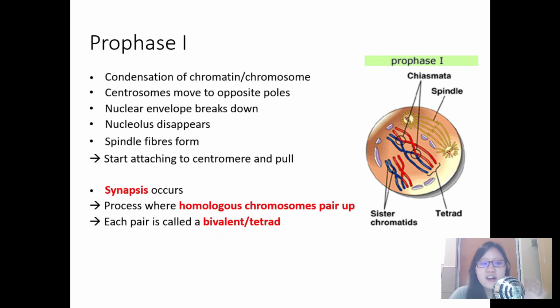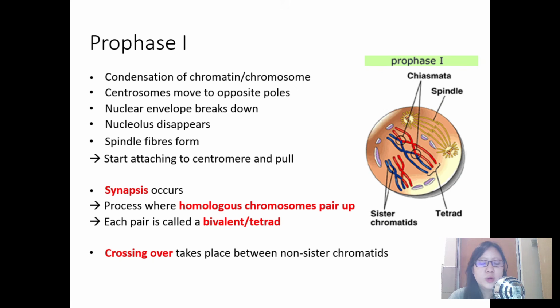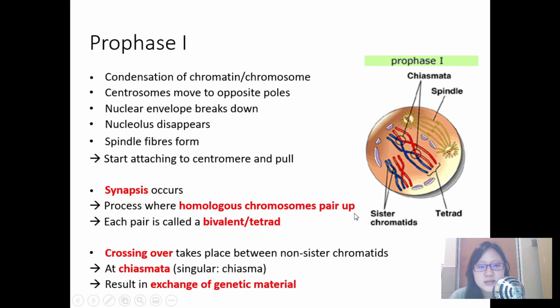Now, after synapsis occurs, something else occurs as well that makes prophase 1 extra special. And that is crossing over. Okay, and you can see this taking place at the chiasmata. These are the areas where the homologous chromosomes overlap. Okay, and this crossing over is in essence an exchange of genetic material between the non-sister chromatids.